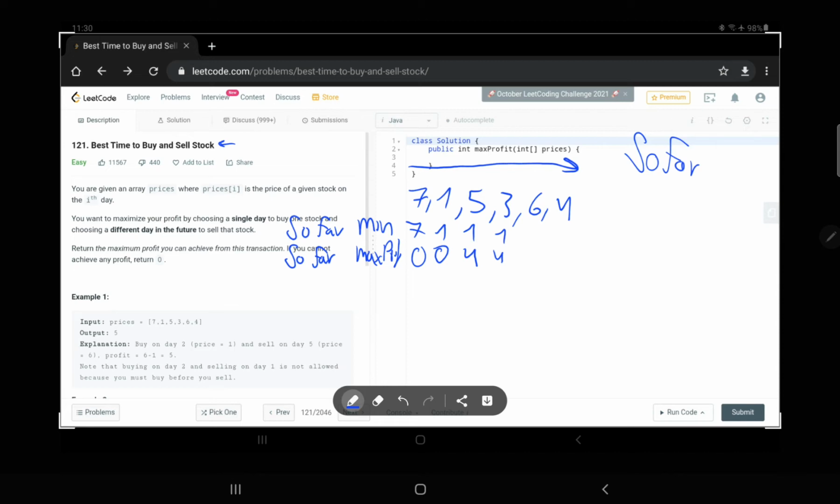The so far pattern. So far, what is the minimal number? 1 so far. What is the maximal profit? 5. So far pattern. Loop each time only once. Don't repeat the loop. The so far pattern for min and max profit. So far, what is the minimal number? 1. So far, what is the max profit? 5. So 5 is the max profit. So let's look how to code this now.